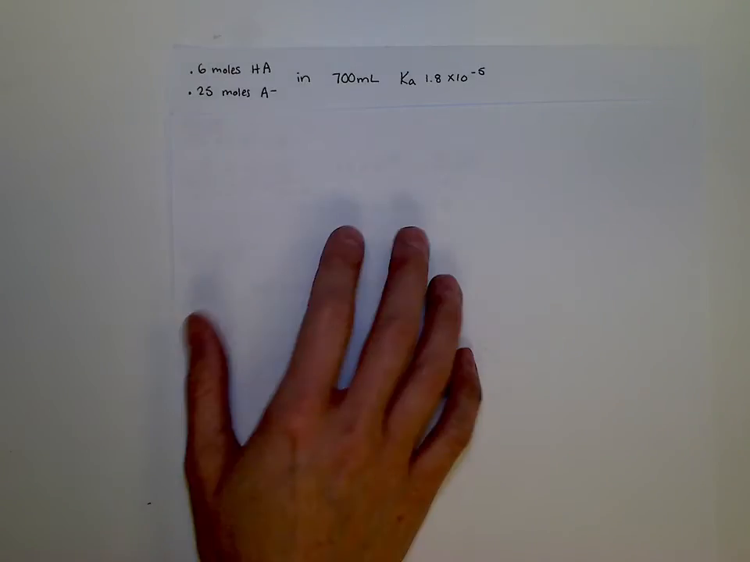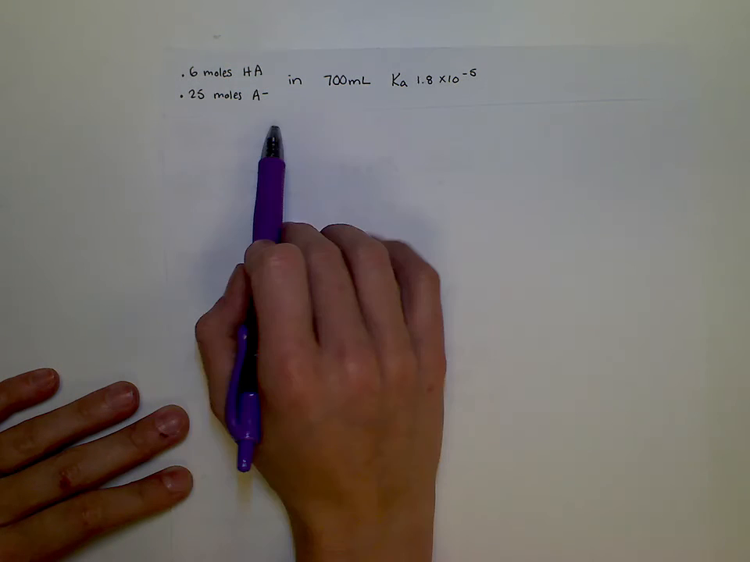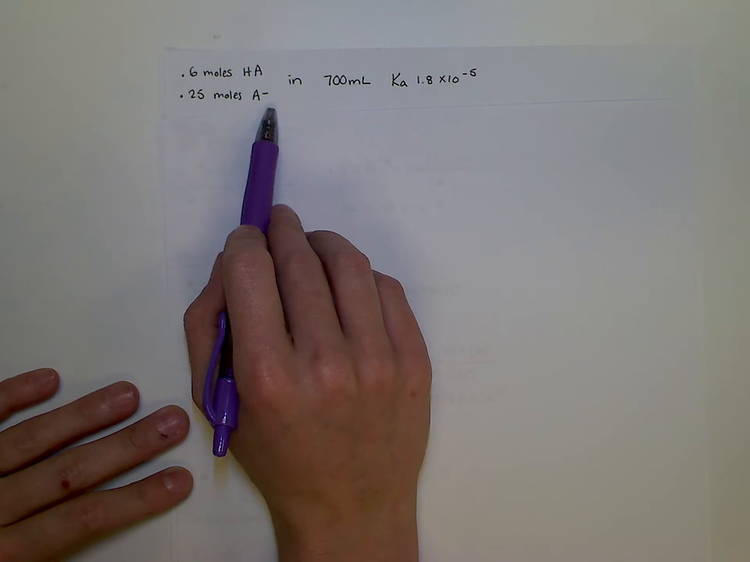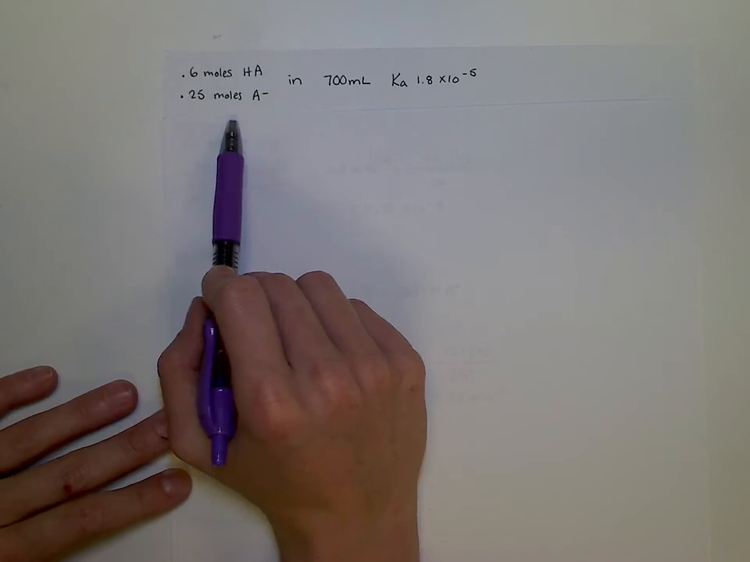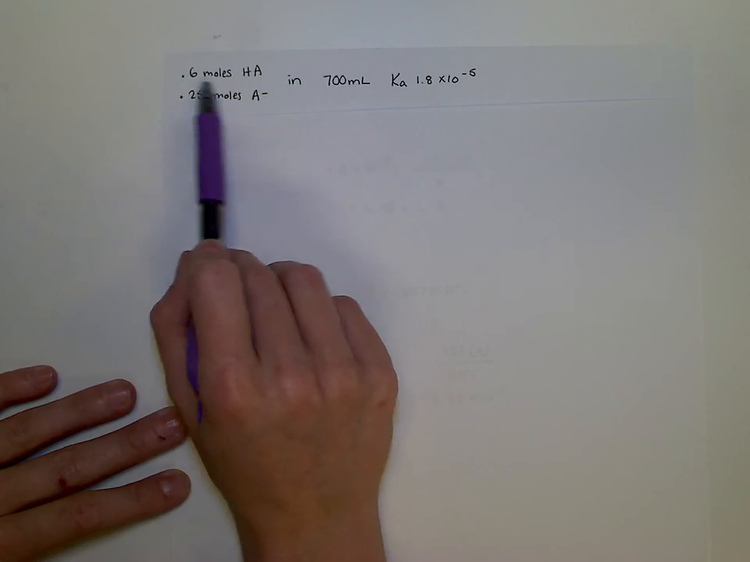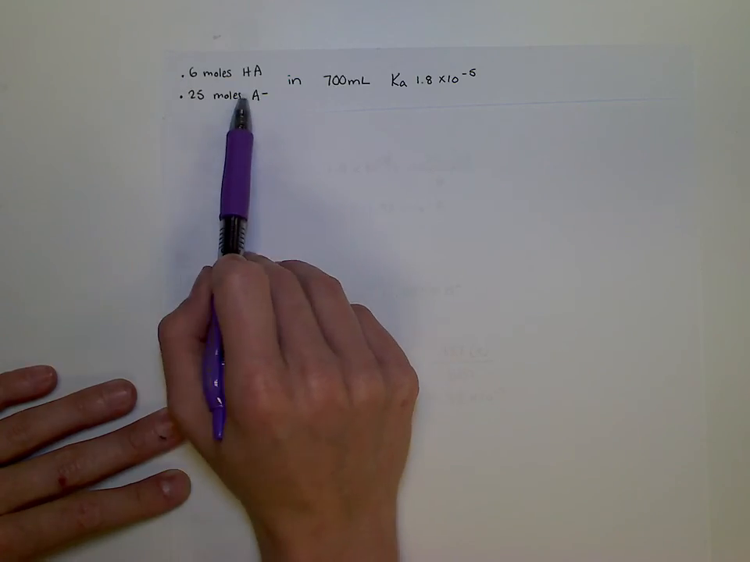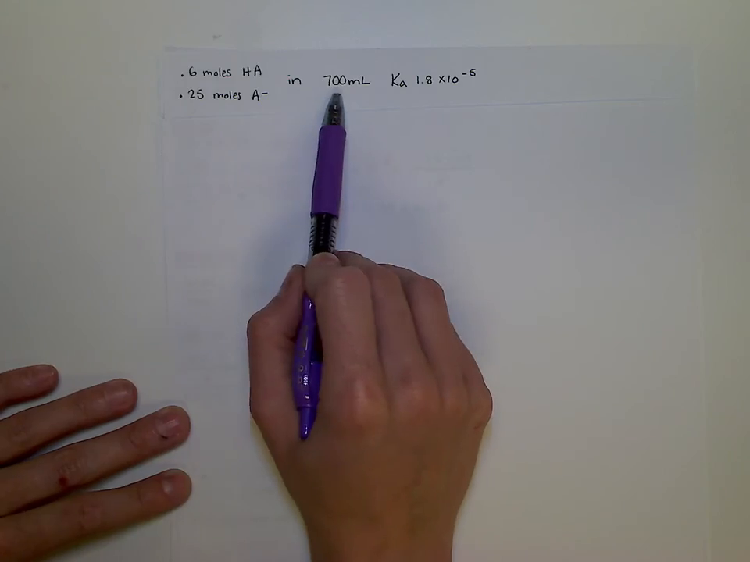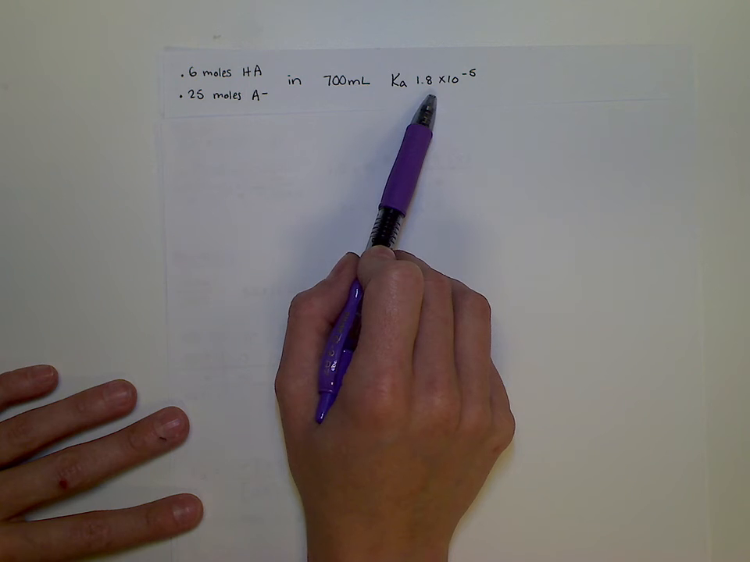Okay, I got a really good question today, and I want to go over the answer with you guys. So this question has to do with finding the pH of a buffer, where you're working with a buffer in moles. To give you an example, let's say I have 0.6 moles of my acid and 0.25 moles of my conjugate base, and I've put both of those into a 700 milliliter solution, and the Ka of my weak acid is this here.